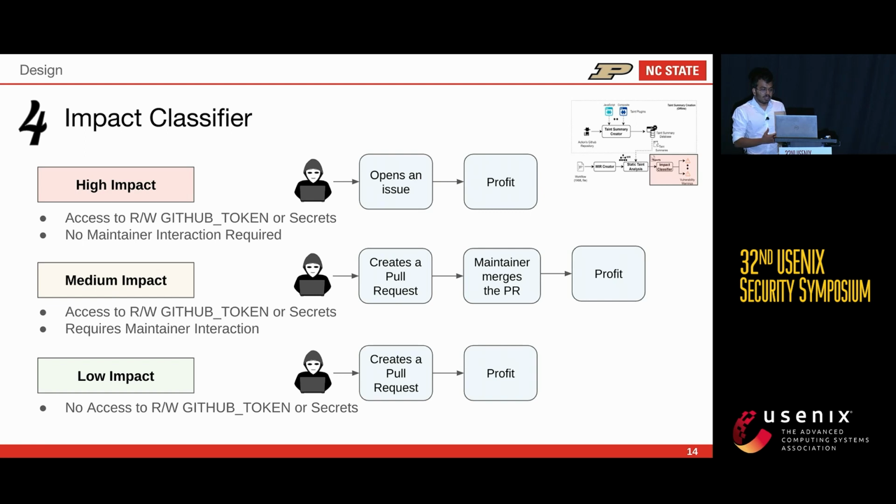And the low impact vulnerabilities are workflows where there is no access to a read-write GitHub token or secrets. For example, on a pull request event, GitHub automatically reduces the permissions of the GitHub token, and it does not pass secrets, so the attacker cannot exfiltrate these.